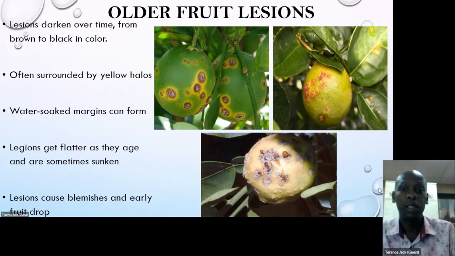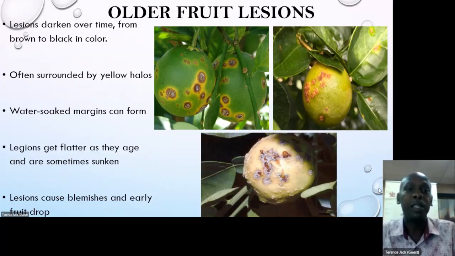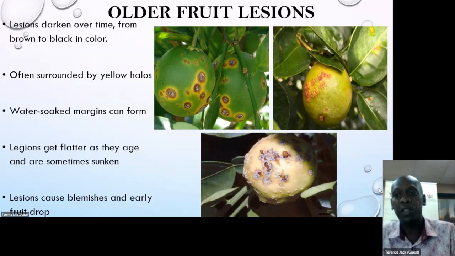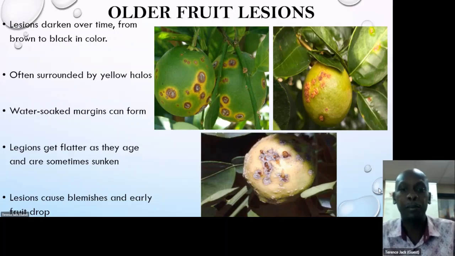And then symptoms will also appear that are related to the older or the latter stages of the disease. These lesions become darkened over time, moving from brown to black. And as you can see in the pictures on this slide, you have severe disfiguration of the fruits. These fruits become unsightly and are rendered totally unmarketable at this point, because the lesions have developed to a point where they have erupted and the fruits are no longer marketable.